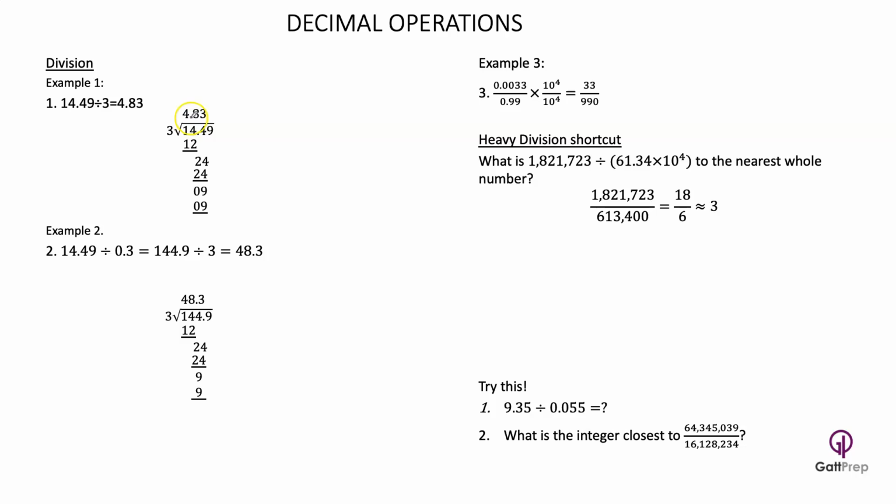But you have to make sure you place your decimal point here. And then 3 times 3 is what? 9. Using the long division method.